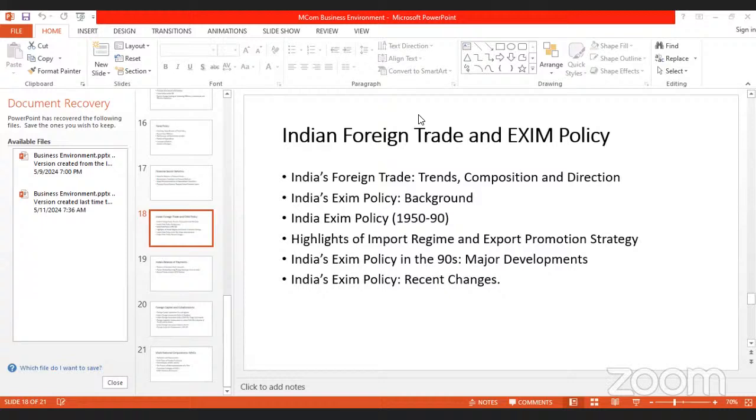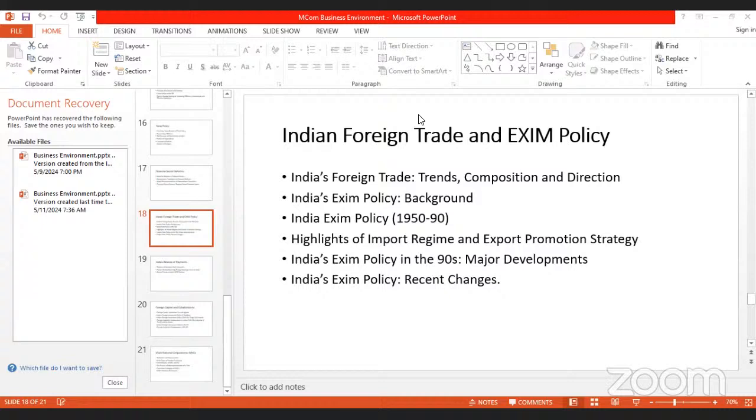So there is nothing to understand in the foreign trade policy. Basically, you need to mug up the things which are present there, but you need to study one or two times to understand the things. So that is the key.